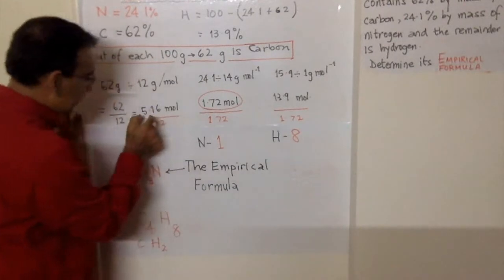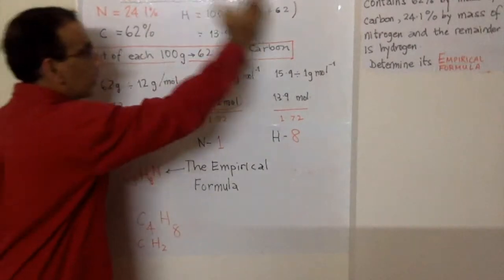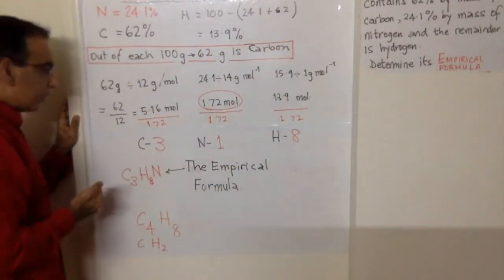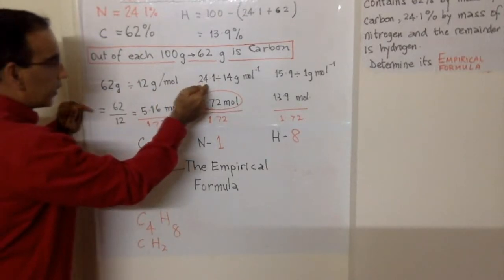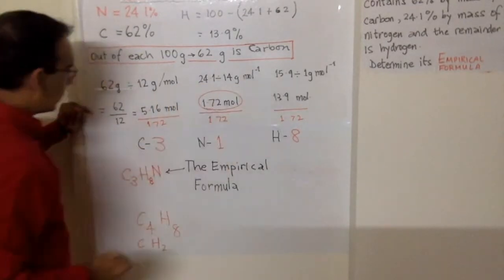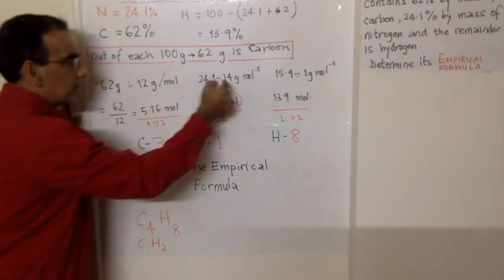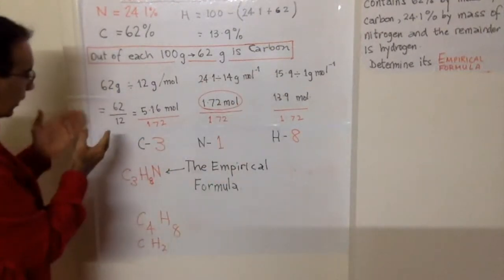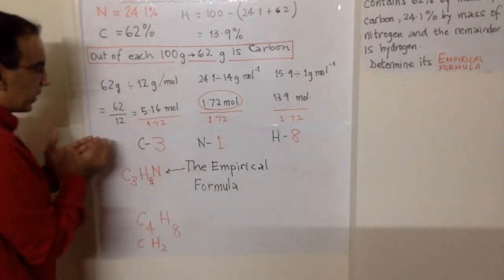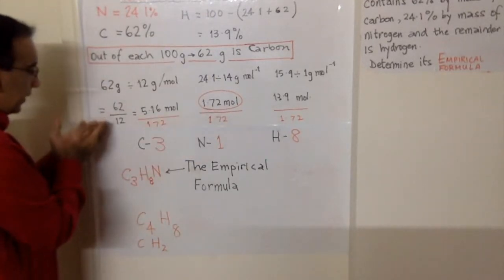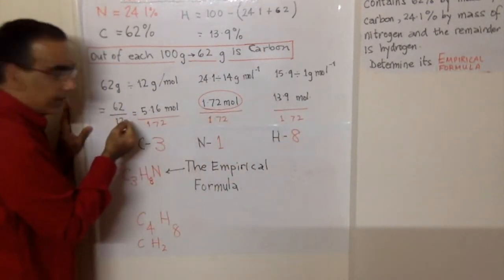In each case, the number of moles of each element out of the 100 gram sample is determined by dividing 62, 24.1, and 13.9 by the relative atomic masses of each element. So basically what you have is the mass in grams out of 100 grams divided by the atomic mass. And these three values are then considered.